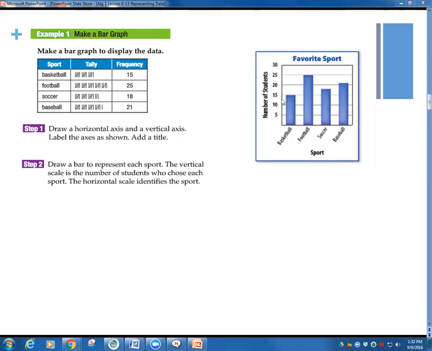So right here, you have a vertical axis that tells how many. The horizontal axis, you just list the different sports. Okay, and notice we gave it a title of favorite sports. Okay, and that's one way to display the data. And real quickly, you can see that the favorite sport out of all the favorite sports was football, and the least favorite was basketball. And soccer and baseball are pretty close.